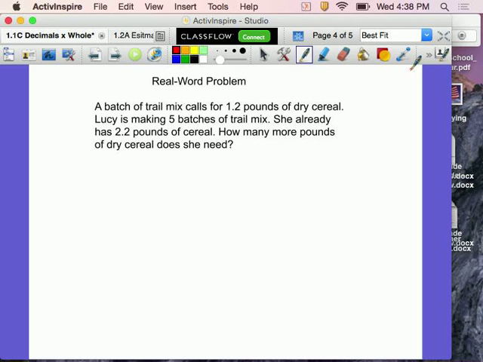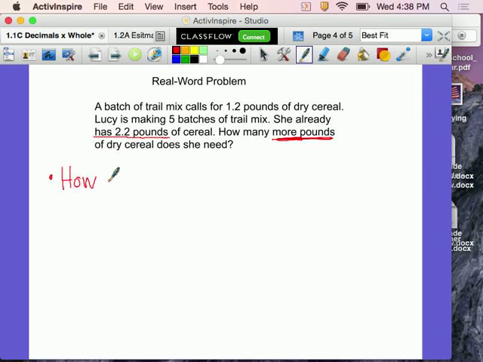So in this problem, you need to think about how many more pounds does she need. They have this word more here, which can be tricky. She already has 2 2/10 pounds. So I want to know how many more should she buy. Well, how am I going to figure that out? I'm going to go to the store and I want to look at the thing and say, okay, I have 2.2. How much more do I need to grab? Well, I probably need to know how much cereal does she need altogether.